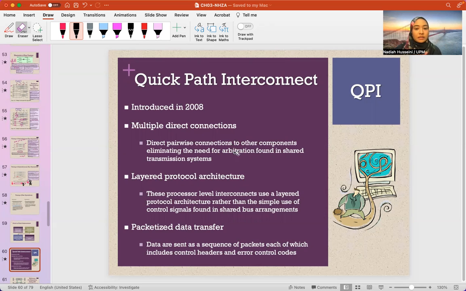It was introduced in 2008, with multiple direct connections. So direct pairwise connections to other components. It has a pair connection, eliminating the need for arbitration. So you don't need to do this decision making that we've seen in the bus.